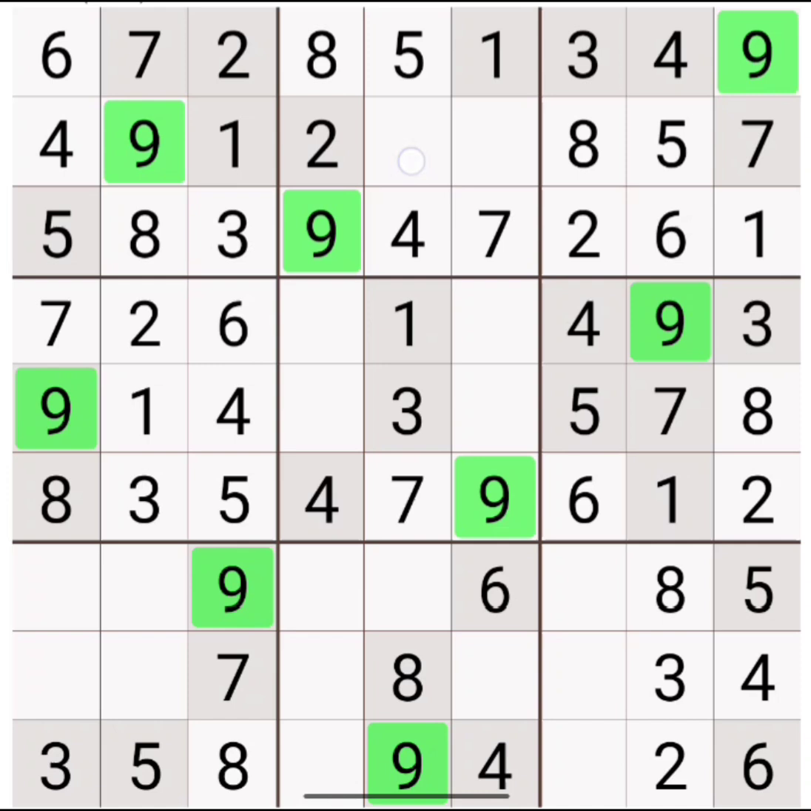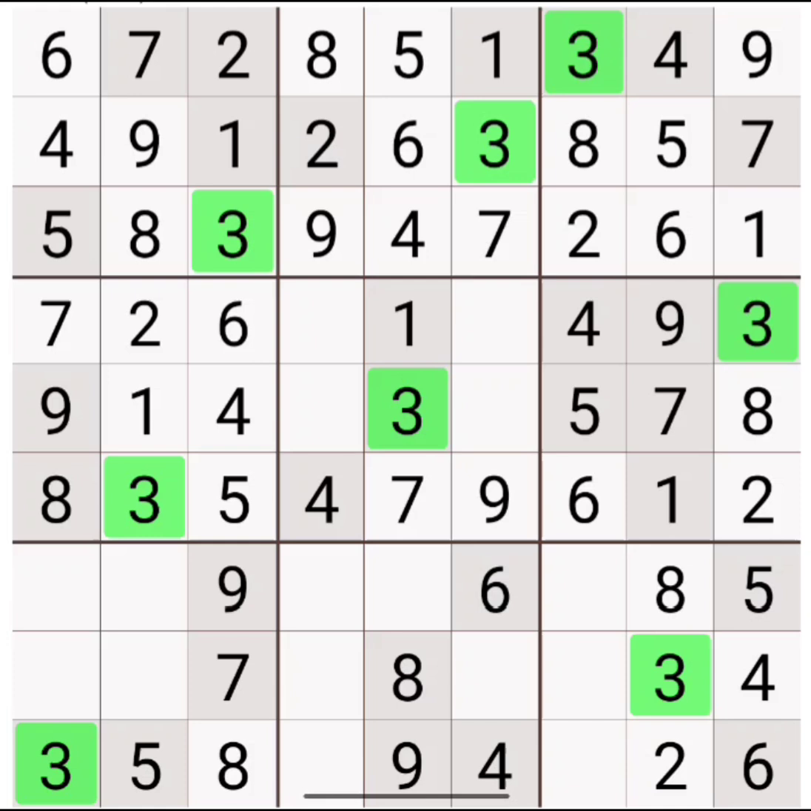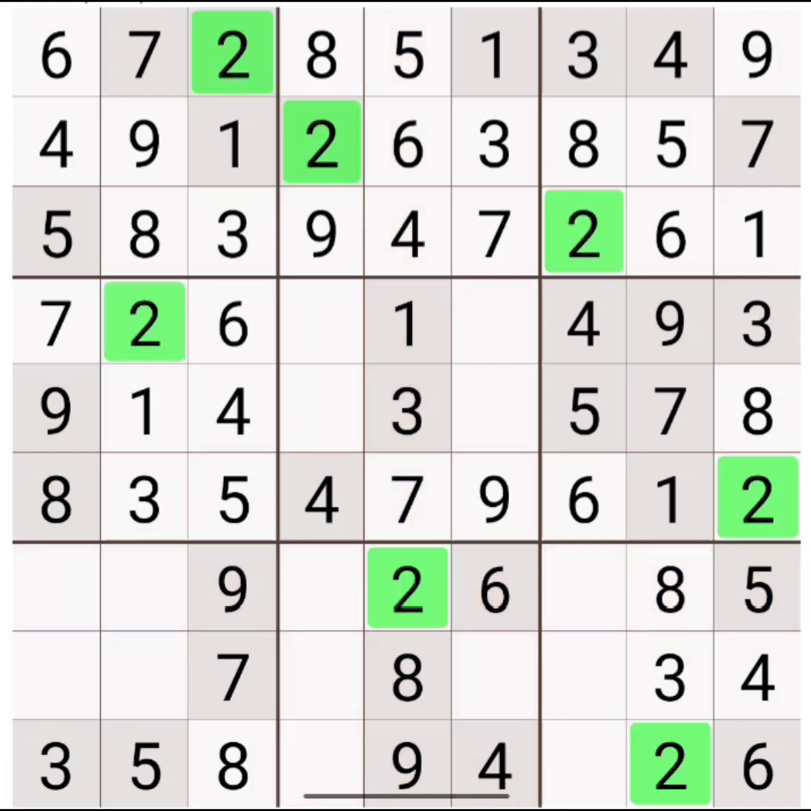Now, let us complete this box. 8, 5, 1, 2, 9, 4, 7 are there. 3 and 6 are missing. So, we cannot place 3 in this cell because 3 is there in the same column. So, we'll place 6 here and 3 in this place. Now, let us complete the middle column, that is the fifth column. So, that is 5, 6, 4, 1, 3, 7, 8, 9 are there. Only 2 is missing. So, we'll place 2 here.